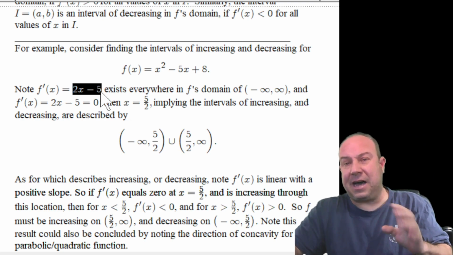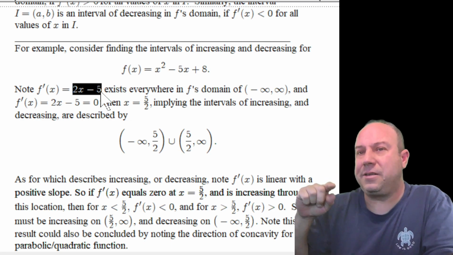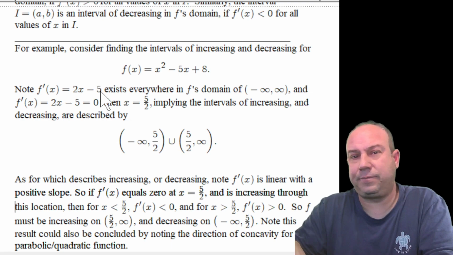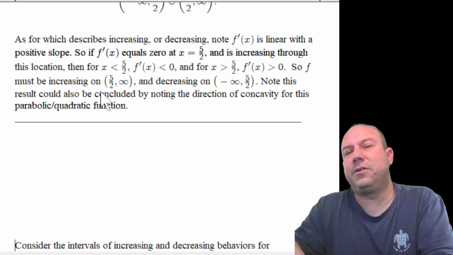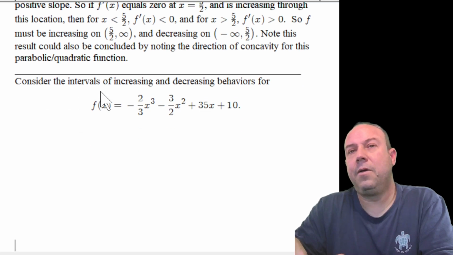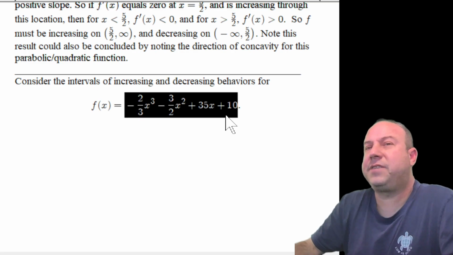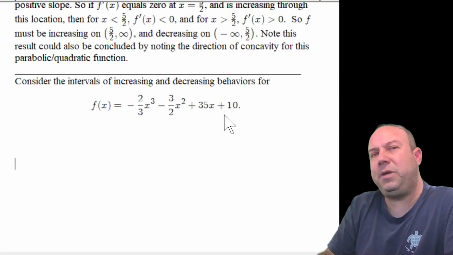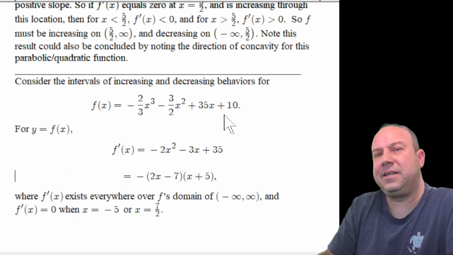So I can analyze the sign of my function's behavior over those two intervals, and without the graph, be able to determine where I'm increasing and decreasing in behavior. Right? If we consider doing this for a little bit more complex scenario, here is this polynomial function, negative 2/3 x cubed minus 3/2 x squared plus 35x plus 10. If we consider its first derivative, it should be quadratic, where I do believe I set up this quadratic so that it factors nicely, and it does factor.